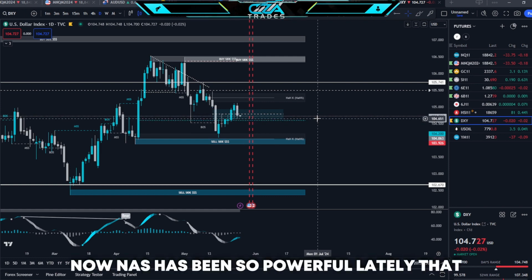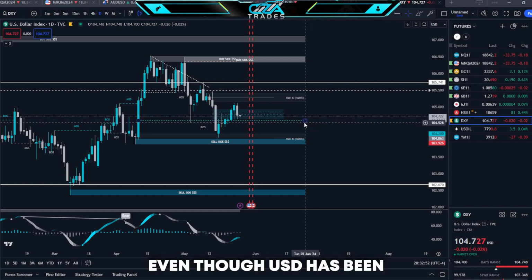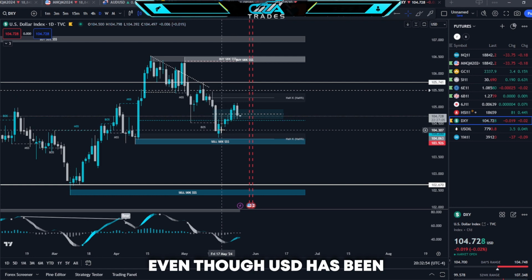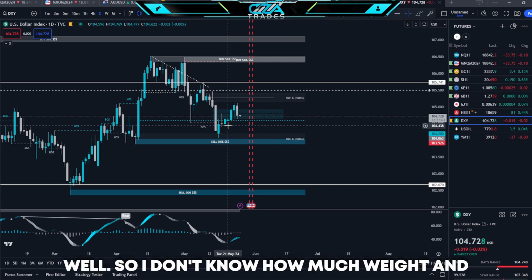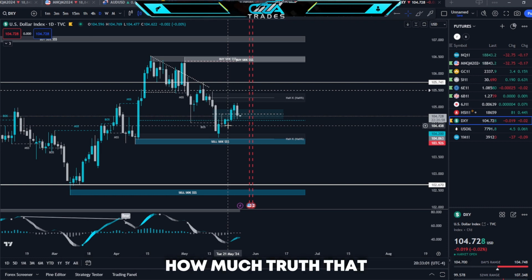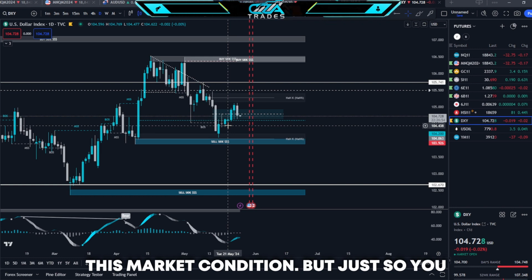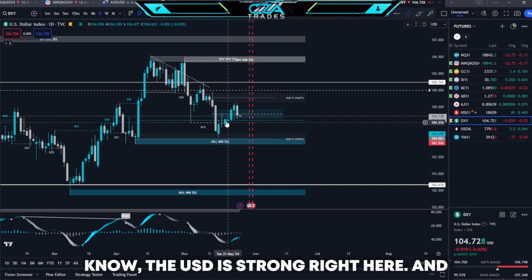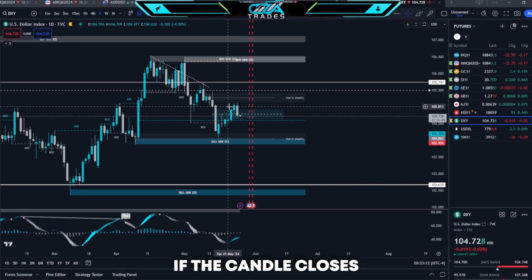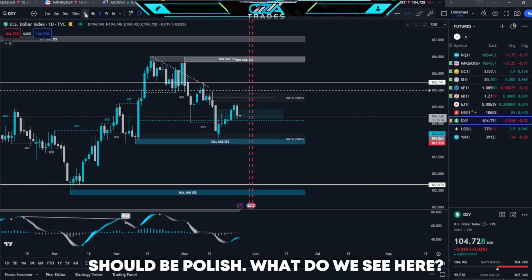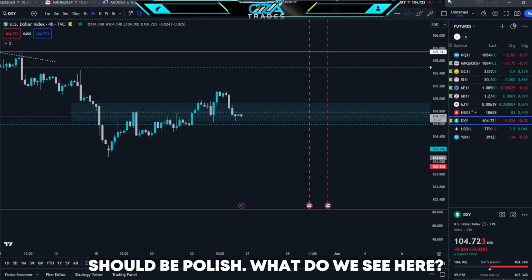Now, NAS has been so powerful lately that even though USD has been moving up, it's moving up as well. So I don't know how much weight and how much truth that correlation holds at this moment in this market condition. But just so you know, USD is strong right here. And if the candle closes above this fair value gap here, it should be bullish.